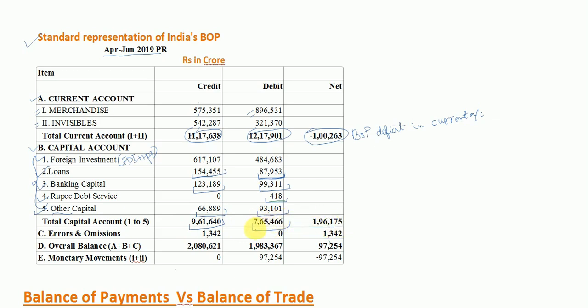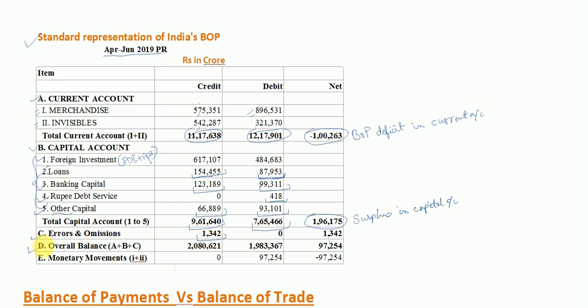Since in the capital account the credit, that means receipts of the country, is higher than the debit or its payments, the country has a surplus in the capital account of rupees 1,96,175 crore. This is the surplus in the capital account. So in the name of errors and omissions, India has a credit of 1,342 crore, which is added in the credit account.